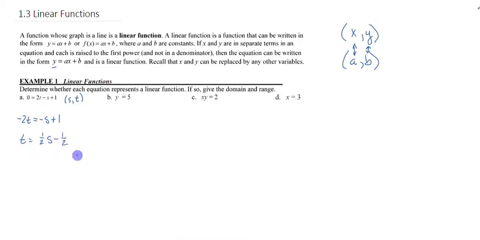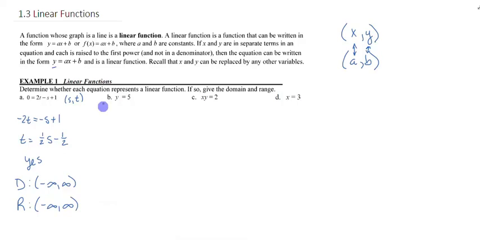So this is the equation that we get. We were able to put it into that form. There are no exponents. We don't have our s in the denominator. So yes, this is a linear function, and you can even put that in on your graphing calculator if you like and see that it's a straight line. The domain, since this is a linear function, is going to be -infinity to +infinity, and the range is -infinity to +infinity. It's not true that the domain and range is always that.